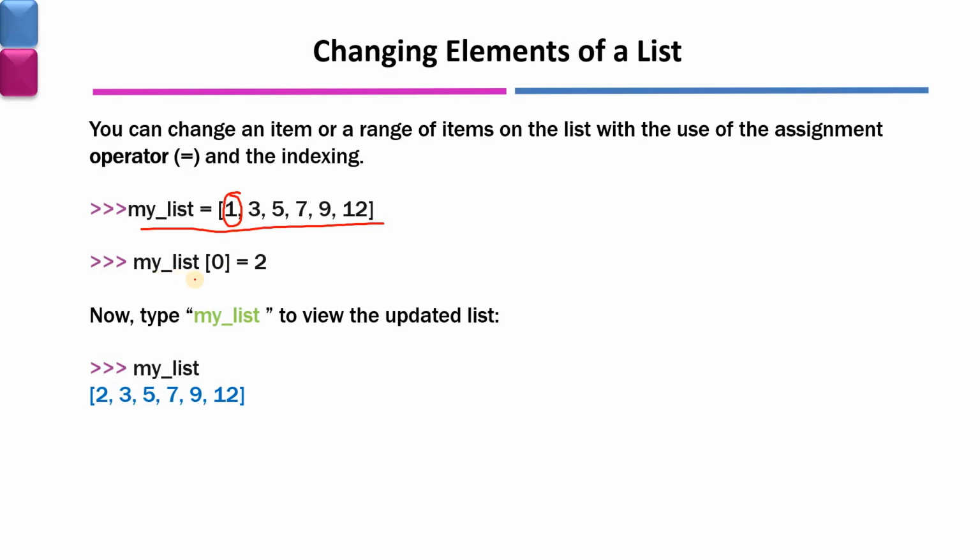Then I will write my list within square brackets. I will write 0, which indicates the first position, equal to 2. That means I am changing this element, and now if you type simply my list to view the updated list, you will get the updated list as 2, 3, 5, 7, 9, 12 instead of 1, 3, 5, 7, 9, 12. Now how can you insert items in a list?